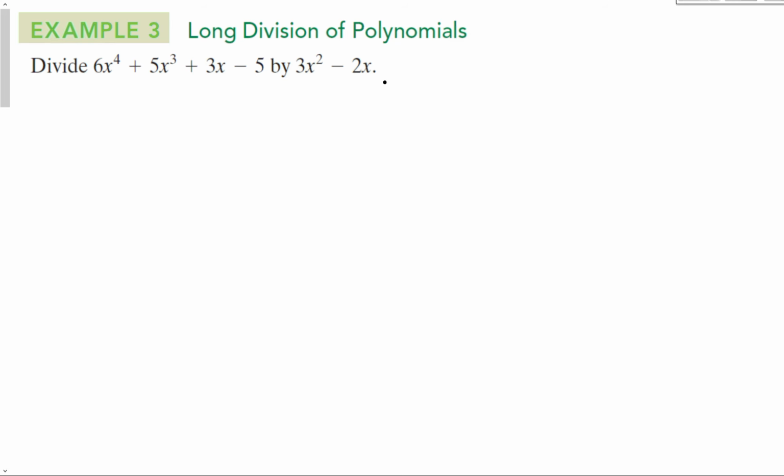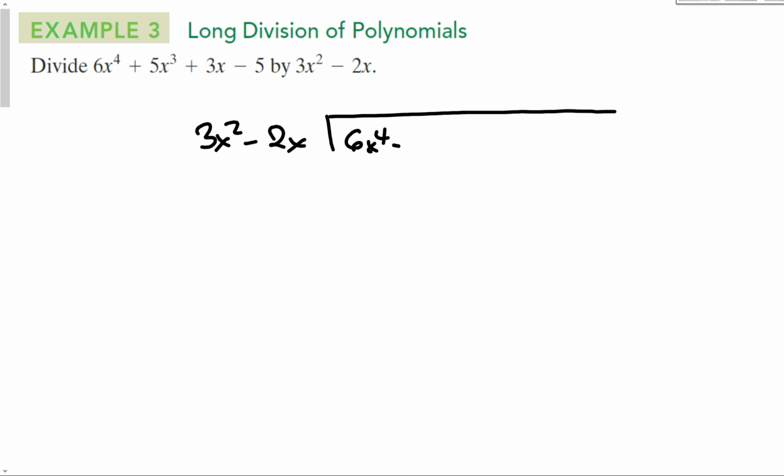Now, we don't really have to put it on the end of the divisor, but we definitely must put it in the middle here. So let's do this: 3x squared minus 2x, into 6x to the fourth, plus 5x to the third, plus 0x squared, plus 3x minus 5. Okay? By including the 0x squared, we will keep everything aligned. We will make sure that we don't make a mistake, and you'll see why we actually need it. The steps are going to be the same. The only thing that's different is our setup here.